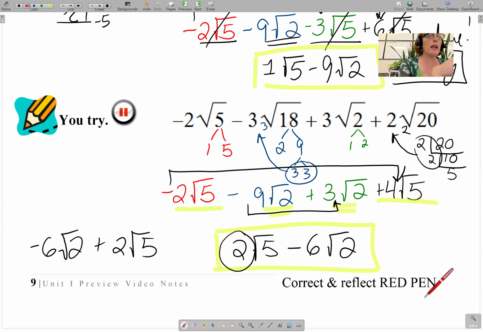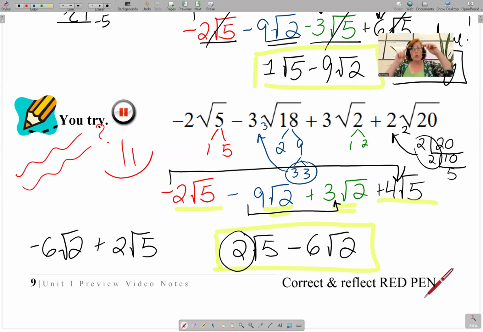So, star smiley if you got it right. Woohoo! If you didn't get it right, totally fine. Write yourself a note. What do you want to remember? I'll be looking for your notations here. You learn by reflecting and then correcting.